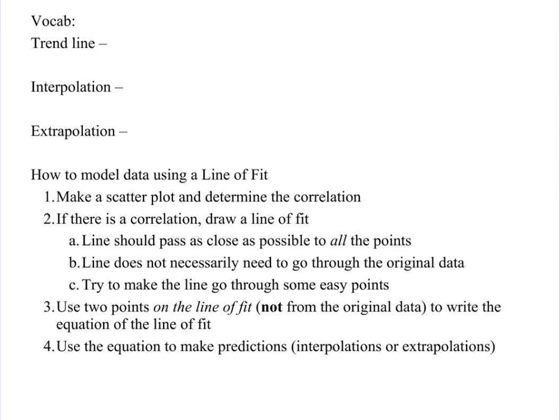So, the definition I'm going to put down, I mean, we've drawn trend lines already, but the definition I want to put down is the line that we put onto a scatter plot. The line we put on a scatter plot. And the reason that we put that line on the scatter plot is so that we can model the relationship. So the line we put on the scatter plot to model a relationship.